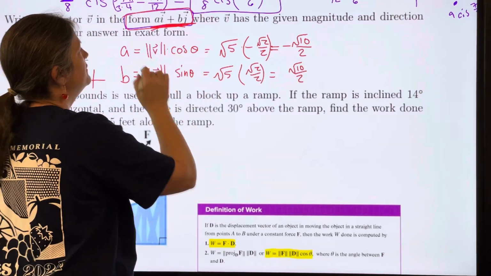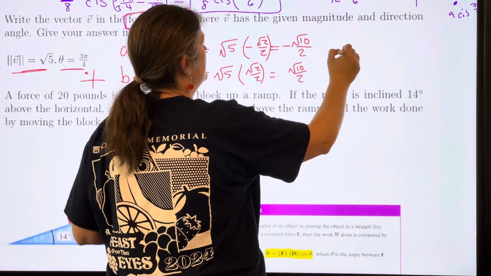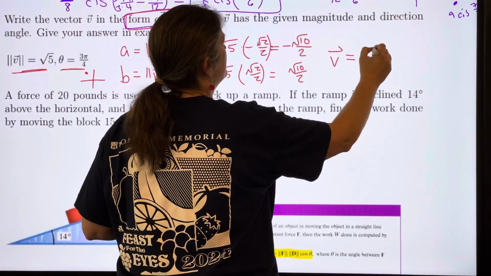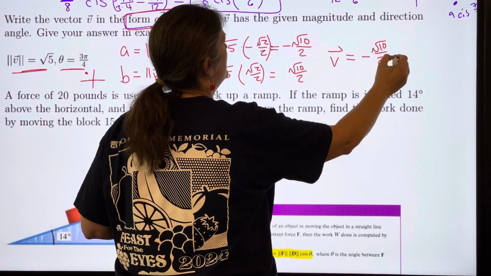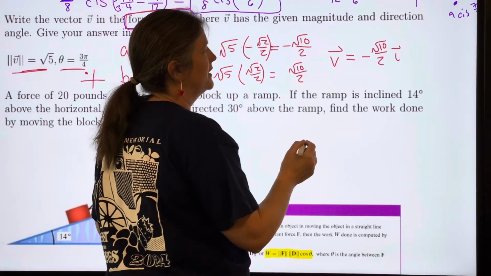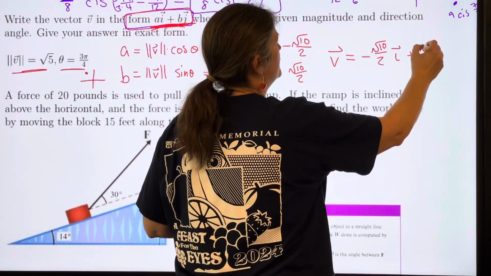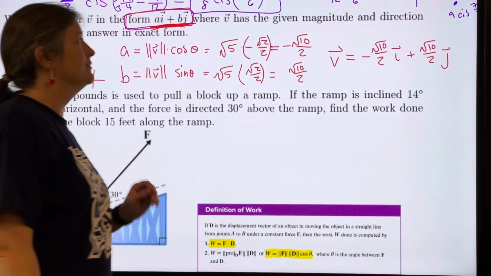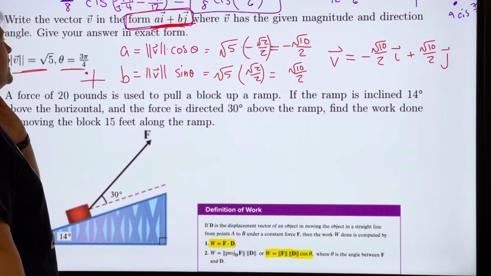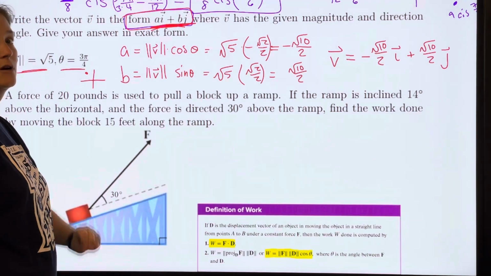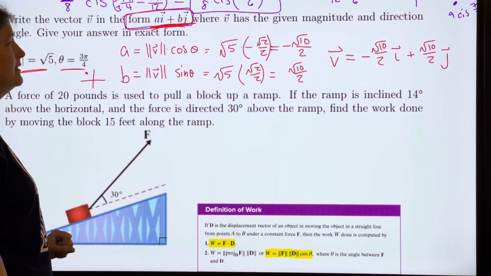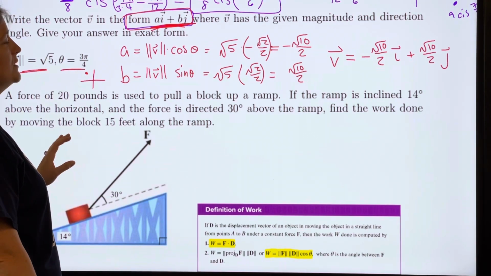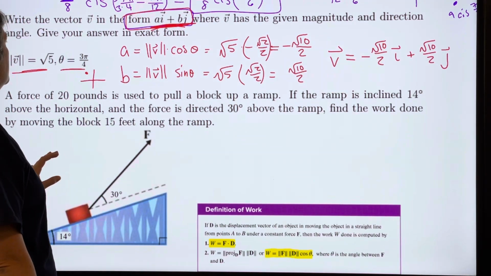So if I truly write it in this rectangular form, vector v is negative root 10 over 2 i, that's an i vector, plus root 10 over 2 j, that's a j vector. So we have the magnitude and direction, we just plug them into x equals r cosine theta, y equals r sine theta, and chew through it to get our horizontal and vertical components.